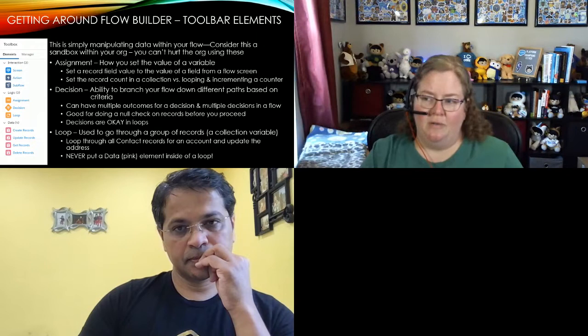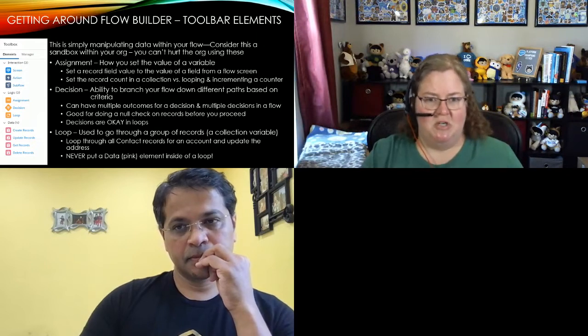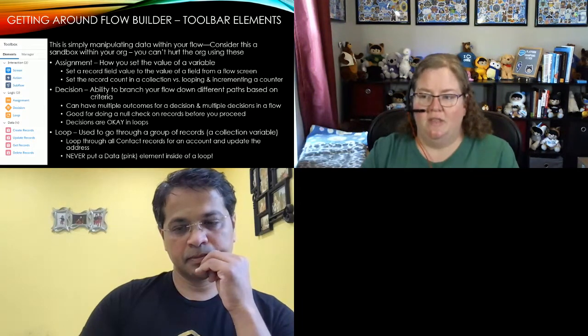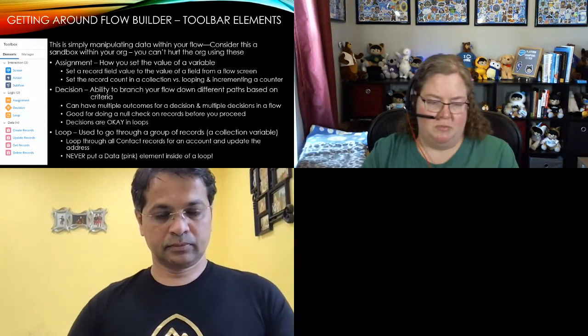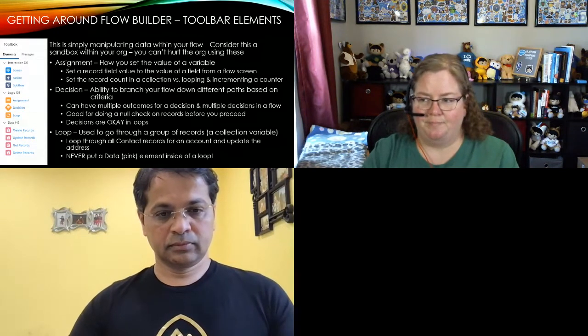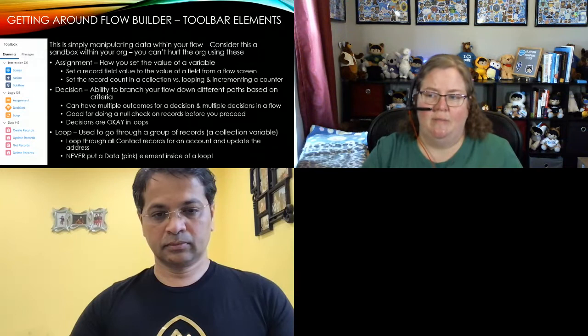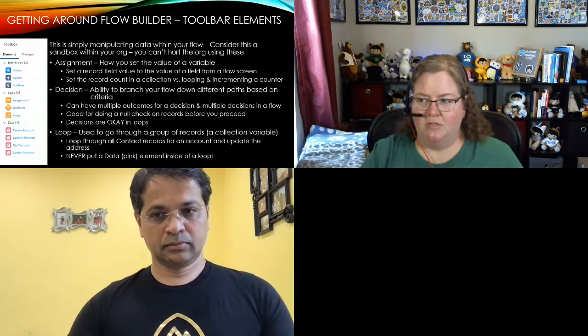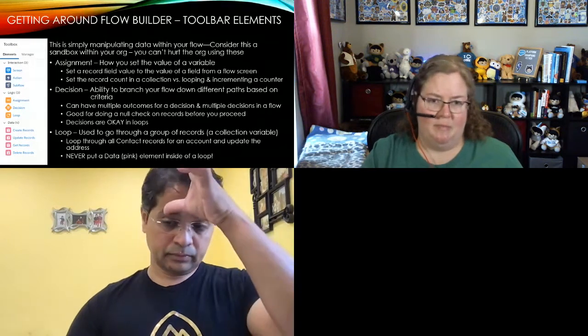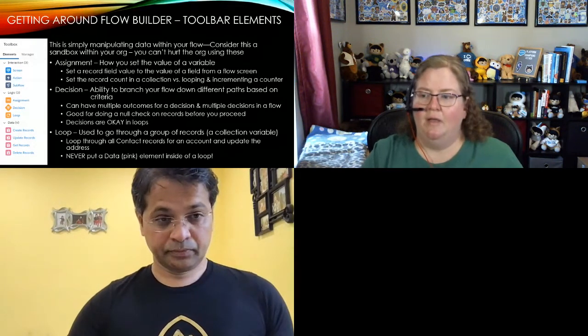So a variable is a container that you can put information in and then make changes to it as you go through. So in theory, you could set a record field value to the value of a field from a flow screen, which we'll do in a little bit when we get to building. Or you could use an assignment to set the count of records that were pulled back in a collection versus looping through them and having to increment a counter by one every time.